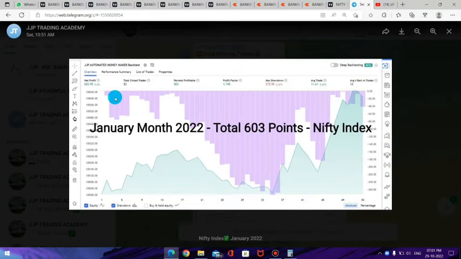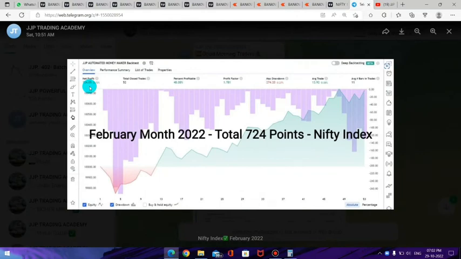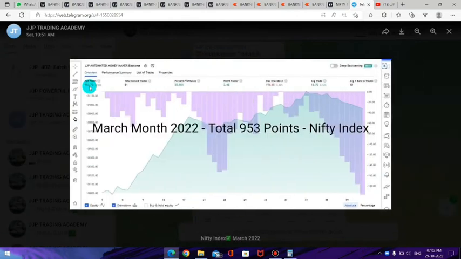So this is a good and perfect strategy to implement for automation. If you are not implementing automation, that's okay, otherwise you can do a manual trade according to this strategy. Totally, the strategy is giving a good result with gradual growth in Nifty. You can see 603 points in January 2022, 724 points in February, and in March you can see 953 points in a single month.